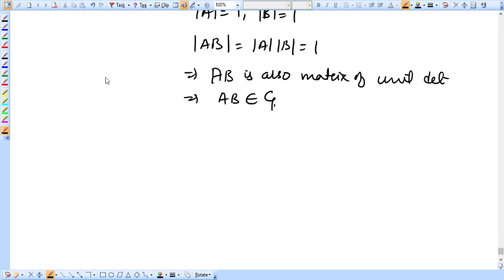Now the second property is the associative law.